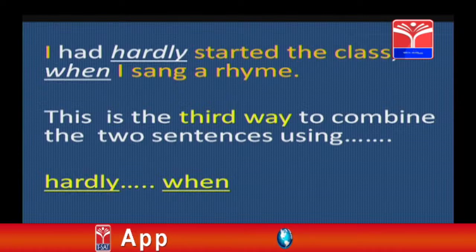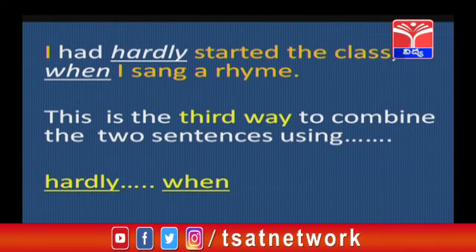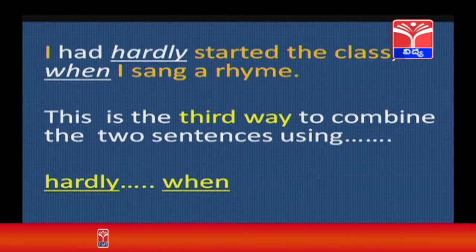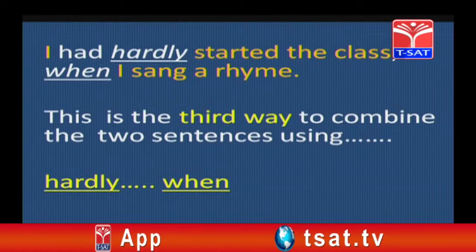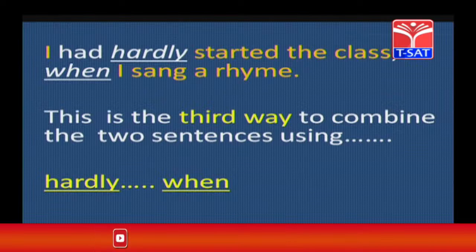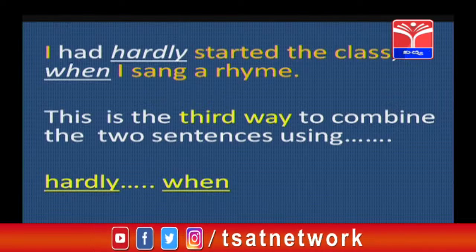I had hardly started the class when I sang a rhyme. What did I do now? Yes, it is very similar to the second way. I just kept had hardly instead of had scarcely. And what did I do for the second sentence, children? Yes, you're right. I've put when at the beginning of the second sentence.